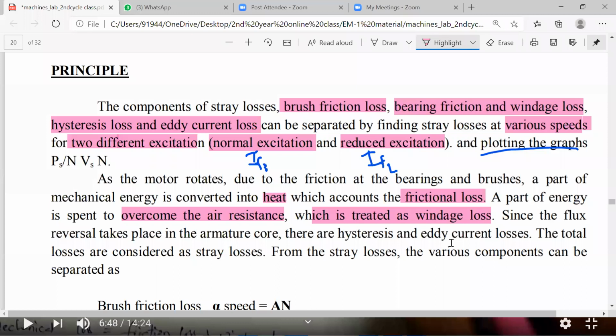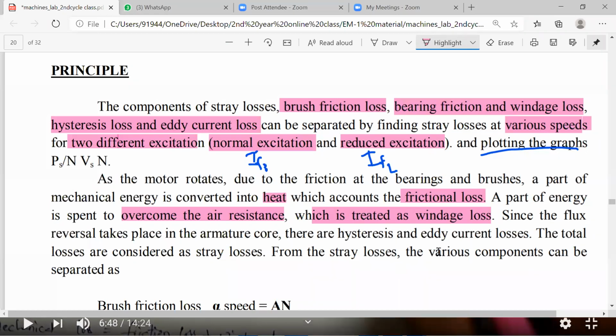AC means alternating current, so alternating current having some frequency. If frequency exists, there exist hysteresis and eddy current losses. So that's why the rotor of the DC machine has core losses. The stator of the DC machine does not have any core losses because the stator carries only DC. Armature carries AC, so that's why the armature has core losses, hysteresis and eddy current losses.